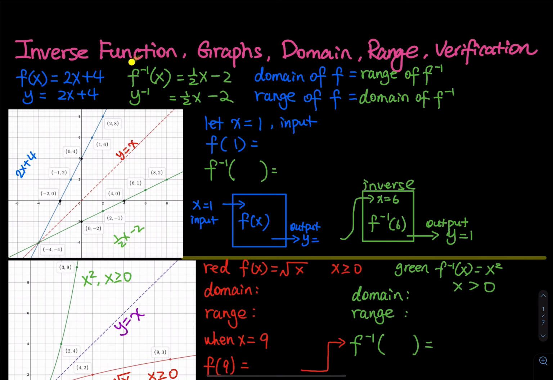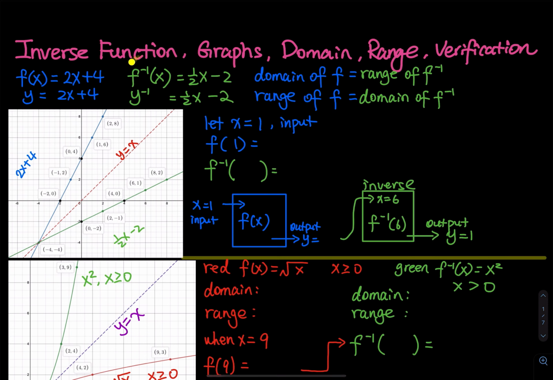So let's take a look at the graph of the blue and the green function. Look at my first graph right over here. We have the function 2x plus 4. This is a straight line. And then the inverse function, 1/2 x minus 2, is also a straight line, a blue straight line and a green straight line. And then I also show you the graph of y equals x. I will explain what it is in a minute.